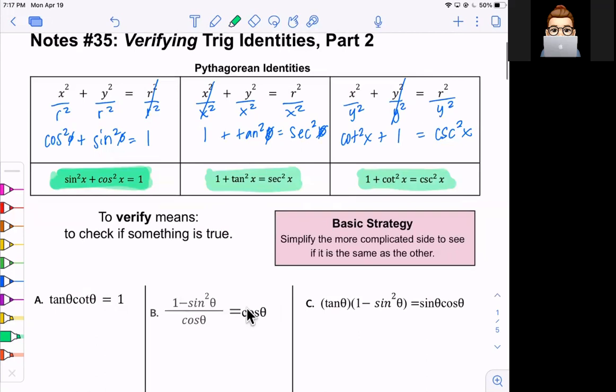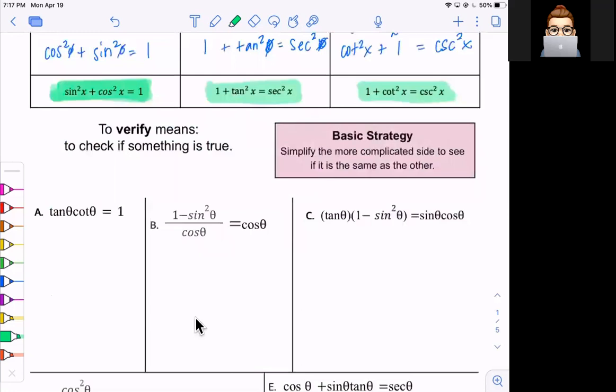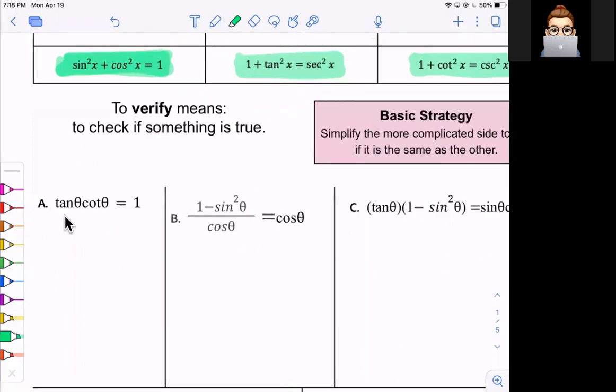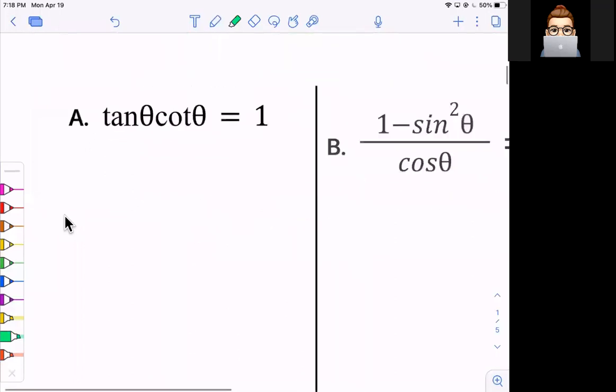In this case, you can decide on each of these which one you want to simplify. You can also simplify both, that's also possible. But the basic strategy is to start with the one that looks more complicated. So let's start with this one here. Tangent, as you remember from last time, is sine over cosine, being multiplied times cotangent, which is cosine over sine.